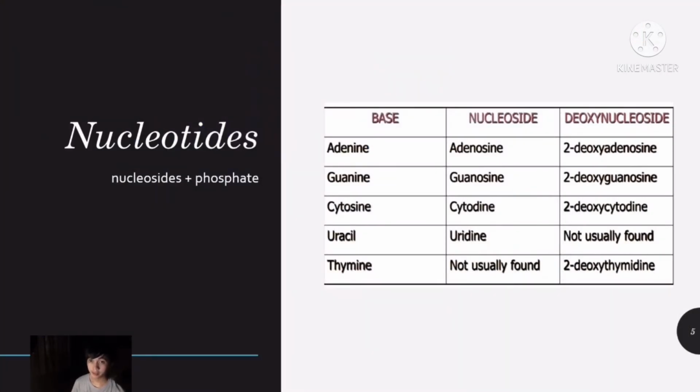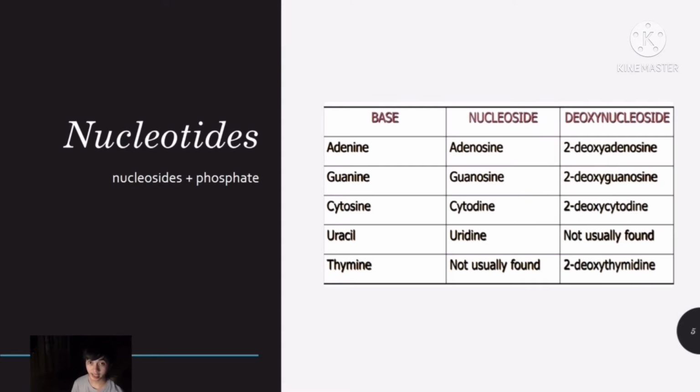In this table, we have the nitrogenous base, nucleoside, and deoxynucleoside. For the base, we have adenine, guanine, cytosine, uracil, and thymine. Nucleosides of these nitrogenous bases: for adenine, we have adenosine. Guanine is guanosine. Cytosine is cytidine. Uracil is uridine. Thymine is not usually found.